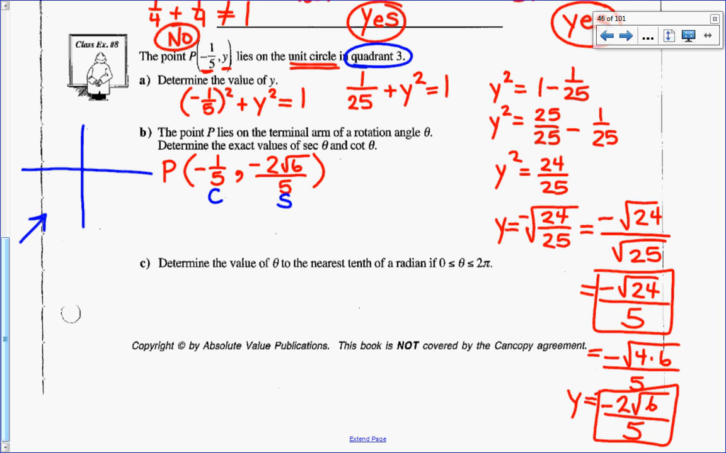So then it should be a piece of cake to figure out what my secant would be. Secant is the inverse of which? Cosine or sine? Right, it should be 1 over cosine, right? So in that case, if cosine is -1/5, then secant is going to be -5 over 1, which is just -5.